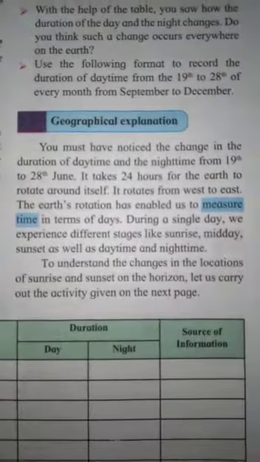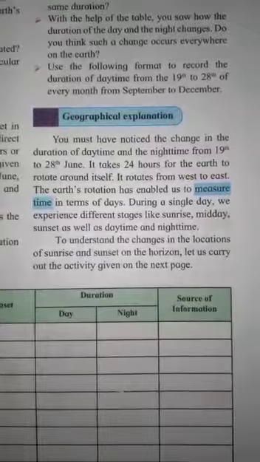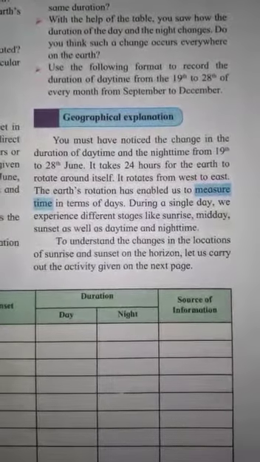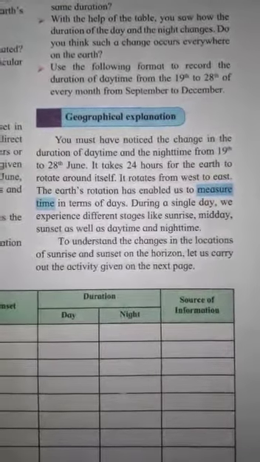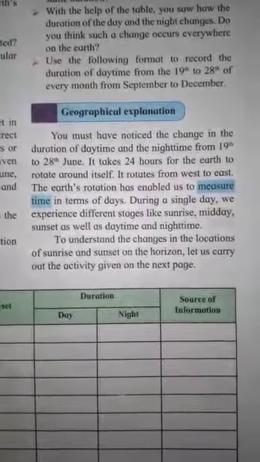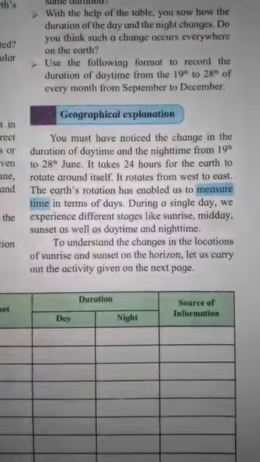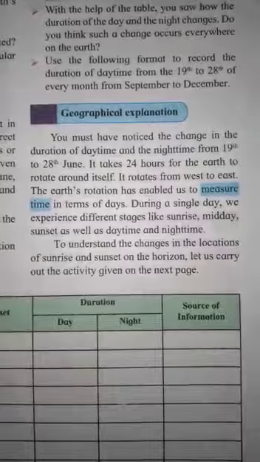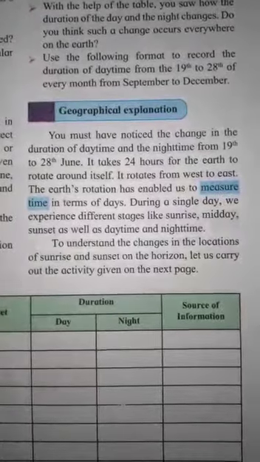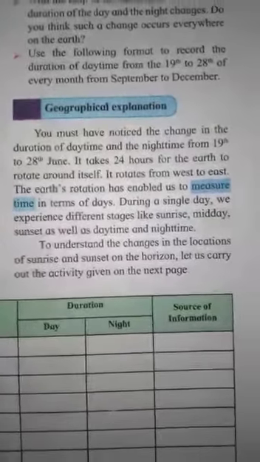Geographical explanation. You must have noticed the change in the duration of daytime and nighttime from 19 to 28 June. It takes 24 hours for the earth to rotate around itself. It rotates from west to east. The earth's rotation has enabled us to measure time in terms of day. During a single day, we experience different stages like sunrise, midday, sunset, as well as daytime and nighttime.